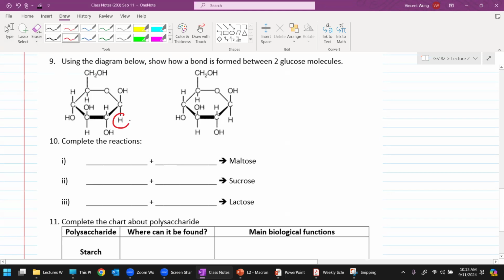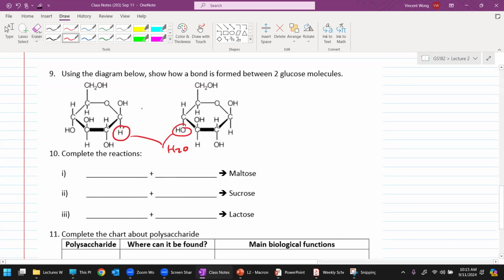So for example, we have an H here and an OH here. Then the water comes out. The key thing here to understand is not which H and which OH to remove. In order to join them together, I need to remove an H and an OH so that a water comes out. Can you tell me what the name of this process is again? What is it called when you connect them together? Exactly. This is called dehydration synthesis.